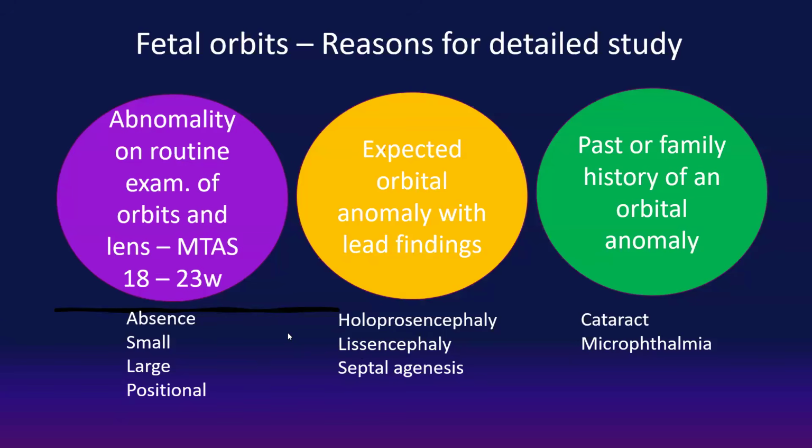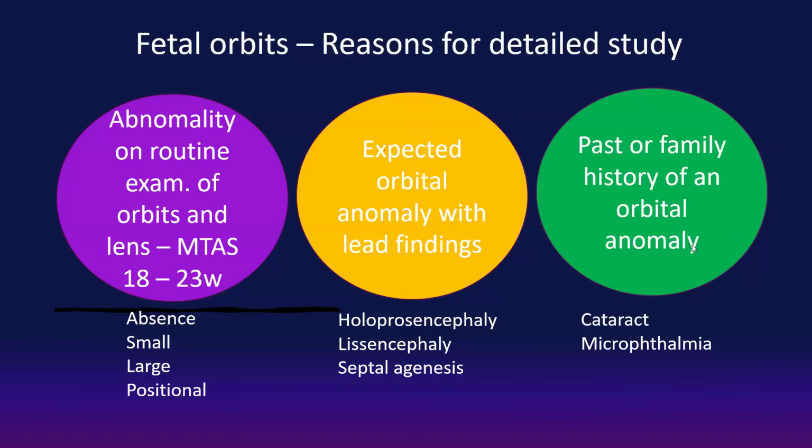We may want to study the orbits in detail if we expect orbital anomalies because of other anomalies in the fetus. Say, suppose we see holoprosencephaly. We know that the orbits will be abnormal. It will be either hypotelorism, hypertelorism, etc. If we see lissencephaly in the brain, we have to check the orbits carefully for any retinal dysplasia. If we see septal agenesis in the brain, we have to look at the orbits carefully, specifically the retroorbital optic nerve, optic chiasma, etc. So when we expect something in the orbits, we are going to go into more detail beyond the screening.